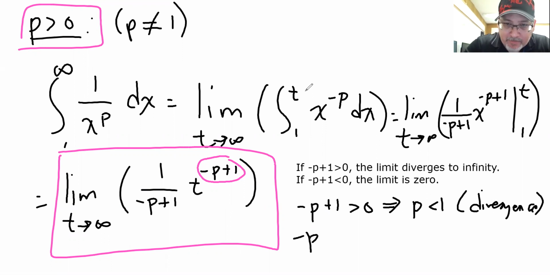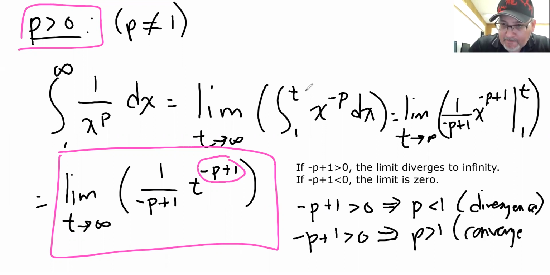But if negative p plus 1 is less than 0, this implies that p is greater than 1, and that's the case that gave us convergence. And that makes sense that at 1 we expect a divergence. So now we even know that that's where the p series switches from divergence to convergence. So what does all this mean?